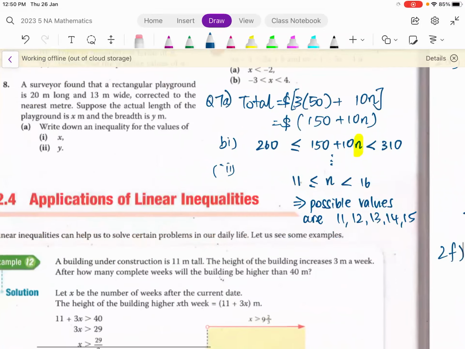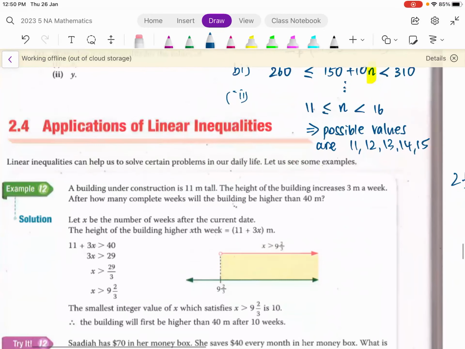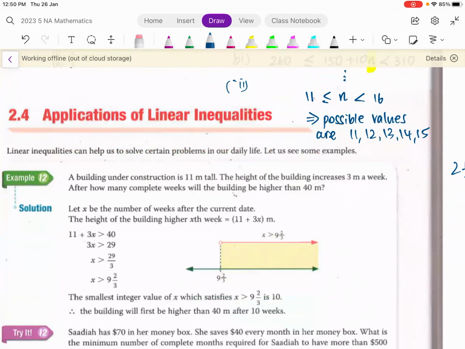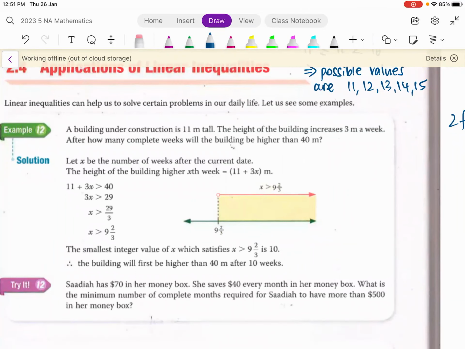Okay, next part, 2.4. We have applications. Actually, you have already done applications in some of these homework questions. It's basically like a problem sum where you have to form your inequality and then understand and make sense of the final inequality so that you can give possible answers. Okay, so for example, over here, example 12, building under construction.